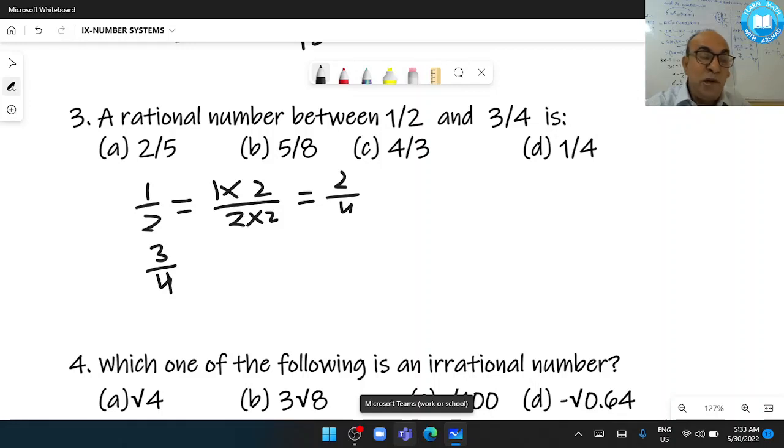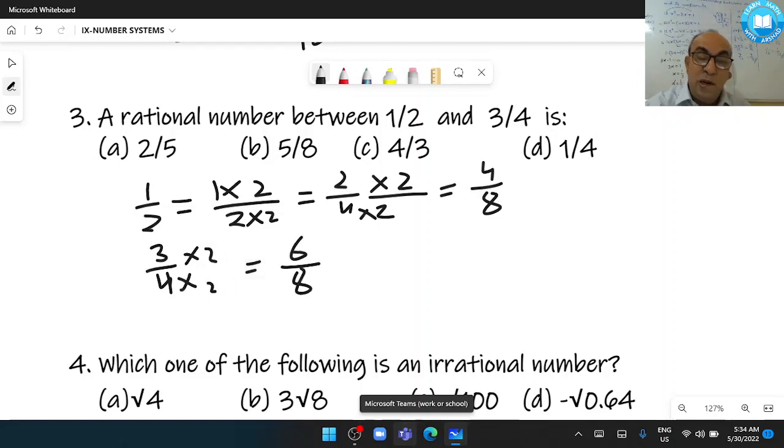So see the options. Here the denominators are 5, 8, 4. So already we have 4. 3 we can't make, 5 we can't make, only 8 you can make. So again multiply by 2, so 2 by 4 becomes 4 by 8, and here multiply numerator and denominator by 2, so 3 by 4 is 6 by 8. Between 4 and 6, the number is 5 by 8, so this is the correct answer.